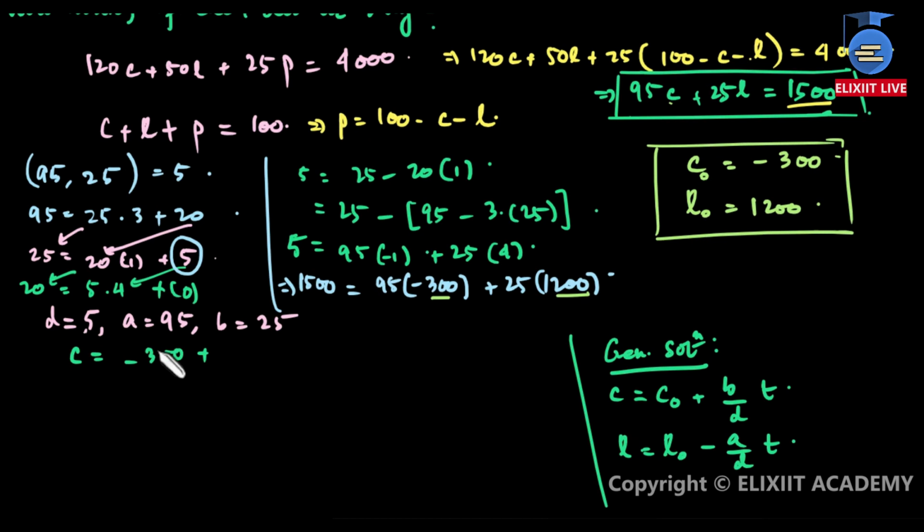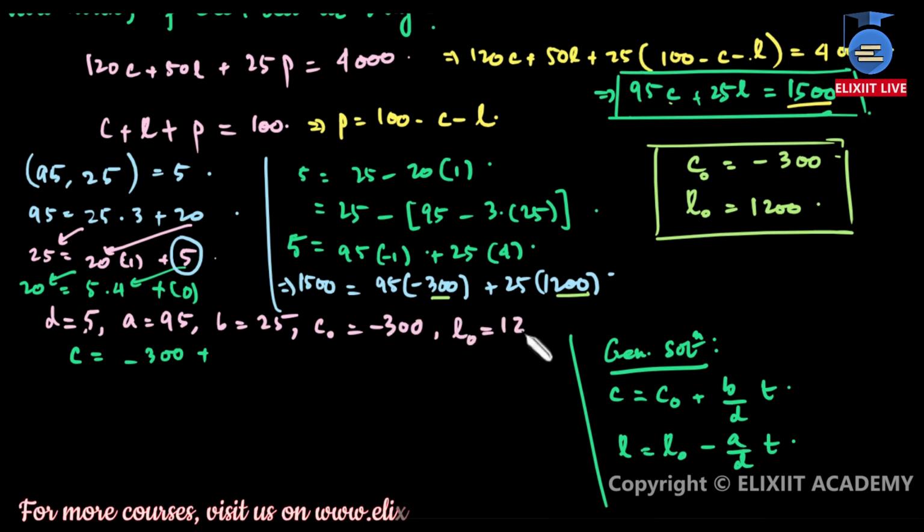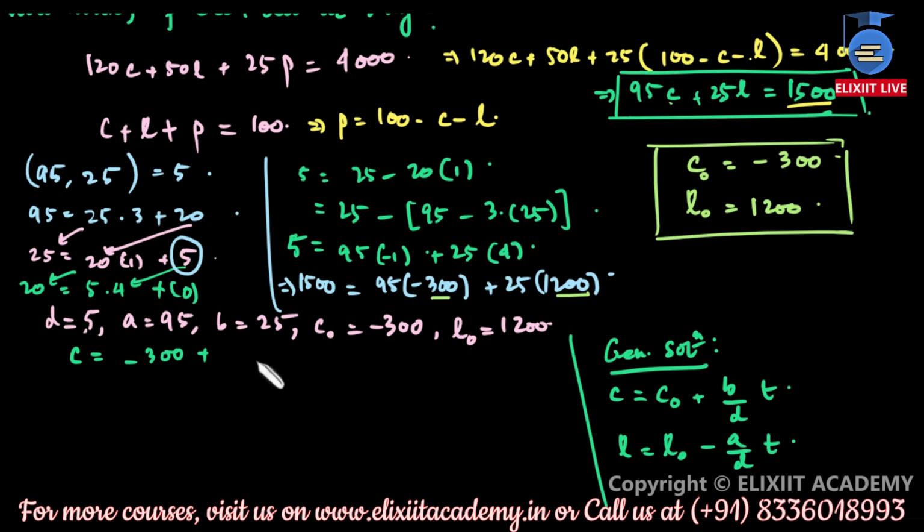So put these values. C naught, you can write it down over here itself. C naught is minus 300 and L naught is 1200. Which means C is what? C is minus 300 plus B by D into T, and 25 by 5 is basically 5T.